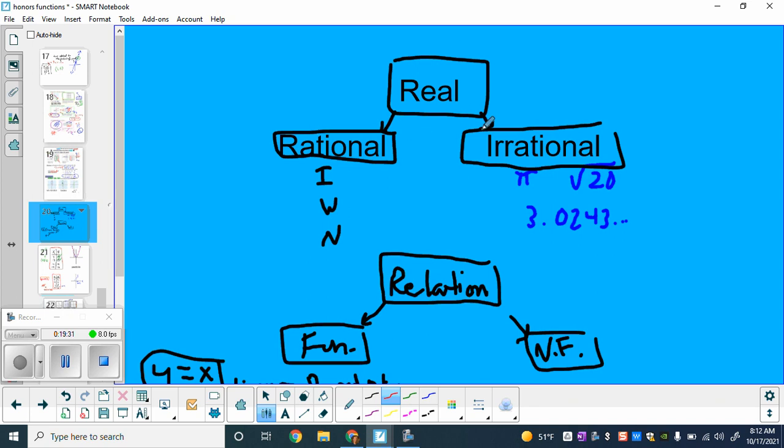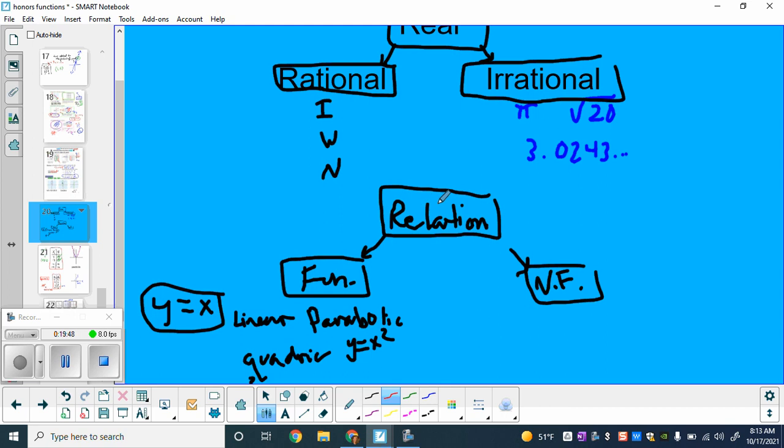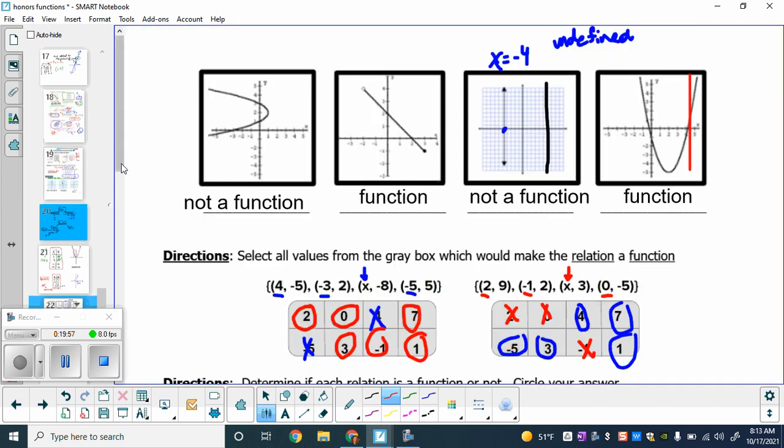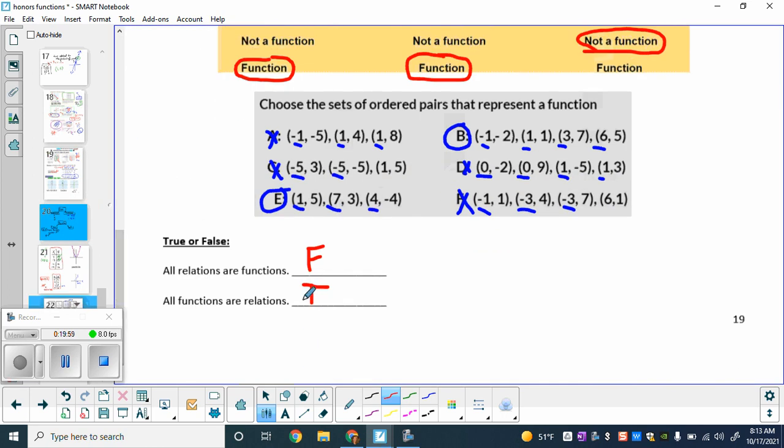You might remember with the true-false stuff, if I said true or false, all real numbers are rational, that was false. But if I said true or false, everything that's rational is real, yes, that's true. So back down to here, are all relations considered functions? No. But if we call it a function, then yes, it has to be a relation, which is what that is saying for the last true or false one. All relations, or excuse me, all functions are relations.